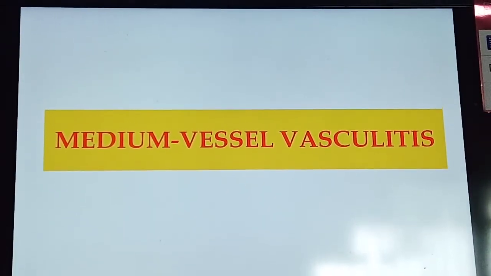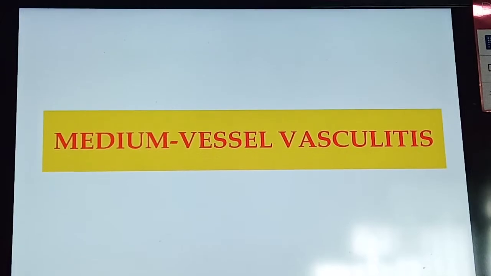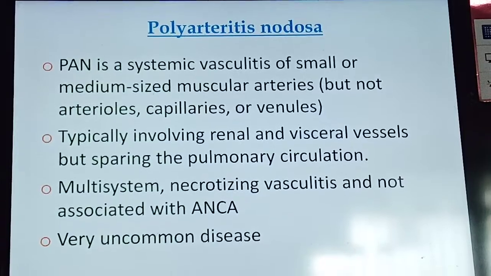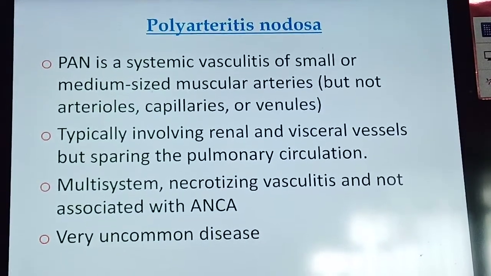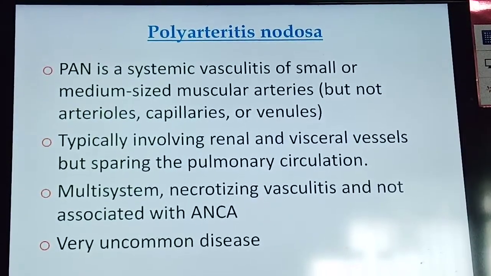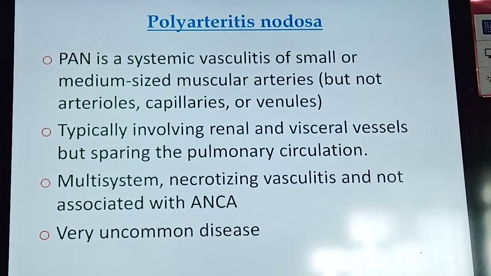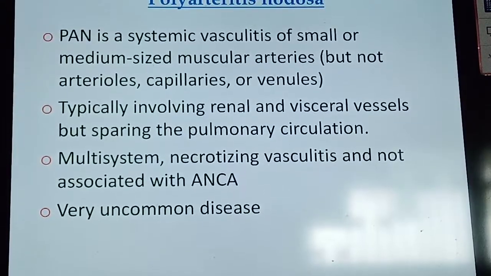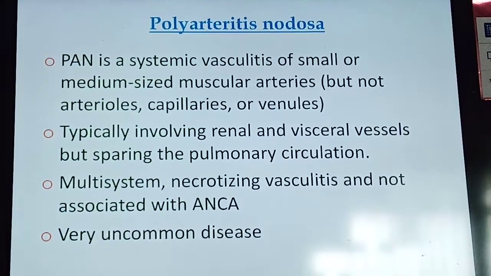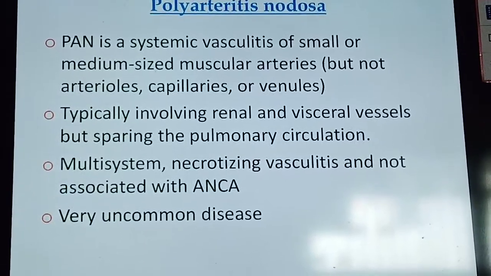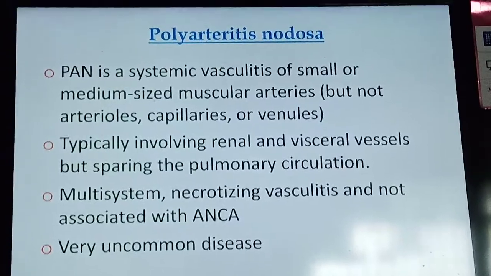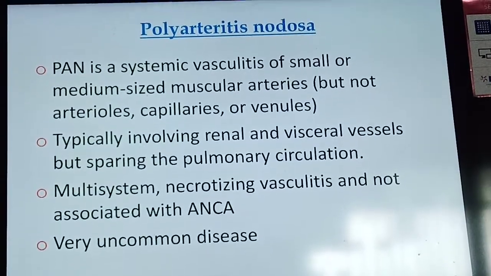Second is the medium vessel vasculitis. In medium vessel vasculitis, one is polyarteritis nodosa, PAN. PAN is a systemic vasculitis of the small or medium-sized muscular arteries, but not the arterioles, capillaries or venules. It typically involves the renal and visceral vessels, but spares the pulmonary circulation. It is a multi-system necrotizing vasculitis and is not associated with ANCA, antineutrophil cytoplasmic antibody. It is a very uncommon disease.